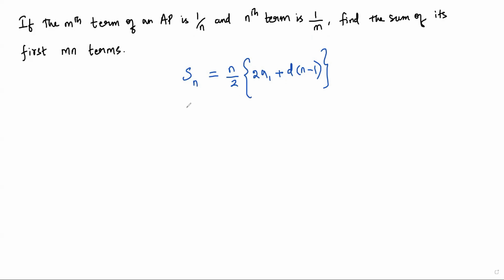This is enough. So if I want to use this formula to find the sum of the first n terms of any arithmetic progression, I must know the value of a1, the first term, and the common difference d. Now in our problem, we have to use the two pieces of information, the mth term and the nth term, to find a1 and the common difference. Once I know them, I can plug those values into this formula and find the sum of the first mn terms of the given arithmetic progression. So let's use the given information to find the first term and common difference.